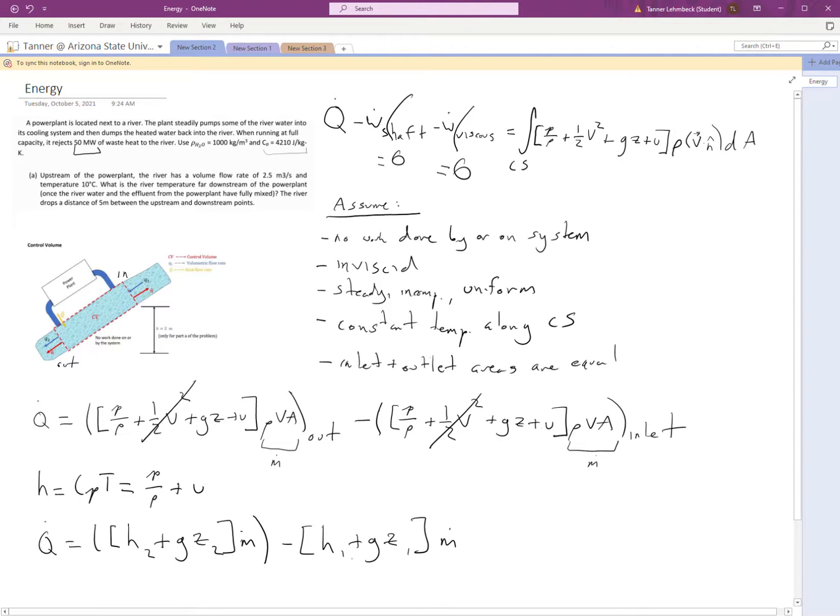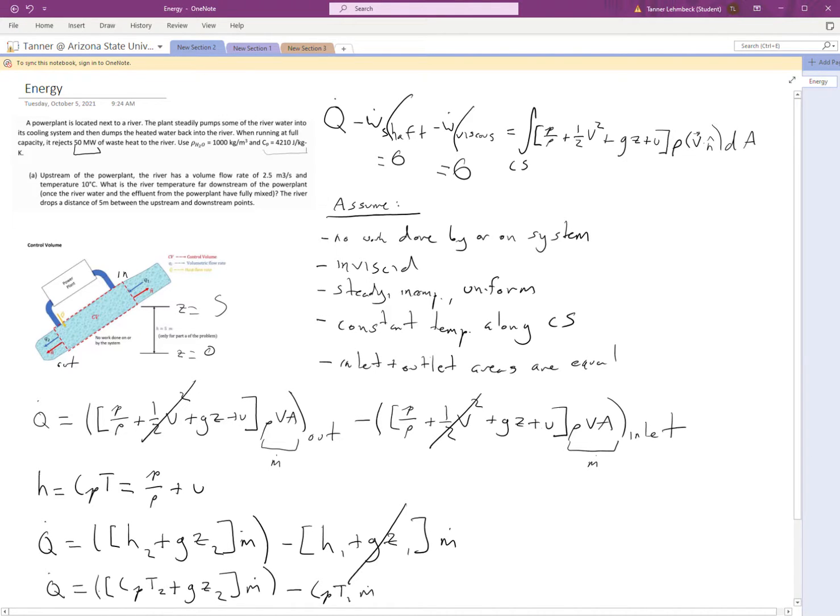So notice the way we have our problem set up here, this outlet, we can say that this is at z equals 0, right? And then this inlet is at z equals 5. So we can get rid of this. And then we'll end up just solving, we'll plug in this h and solve for t, right? Because that's what the problem is ultimately asking for. So say q dot equals, so Cp times T2, and remember this T2 is what we're solving for, plus GZ2 times m dot, minus, and this is just going to end up being Cp times T1 times m dot.